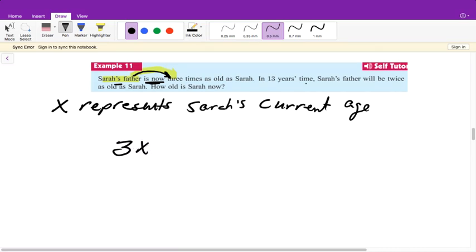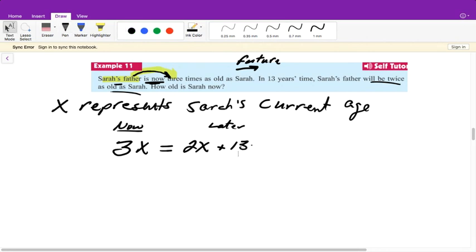And then it says in 13 years' time. So what that's telling us is we're now not talking about now. Now he's 3 times older. We're going to talk about later. So we need to also say that it's equal to. And in 13 years' time, Sarah's father will be twice as old as her. So I can represent Sarah's father's age by 2x, but we moved 13 years in the future. So to represent that we have gone 13 years from now, we would have to add 13 to it.